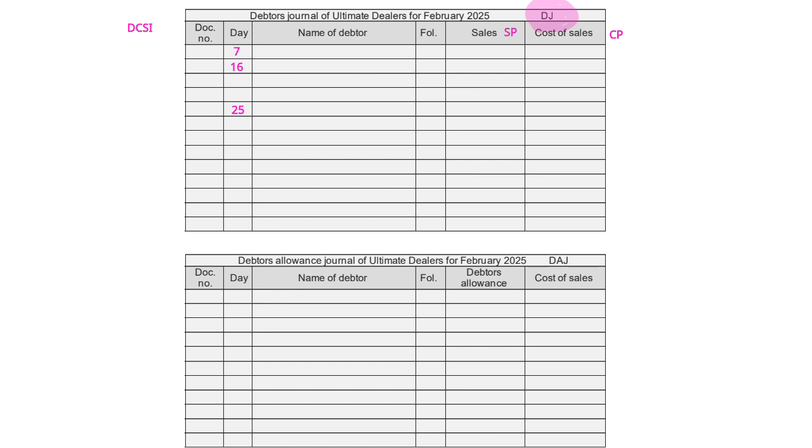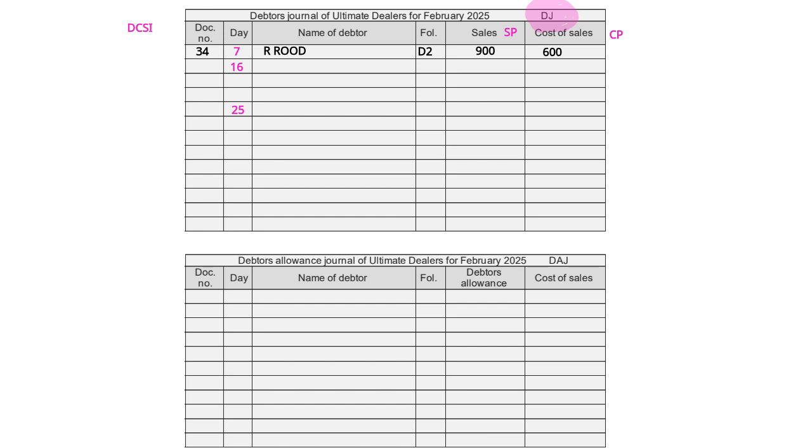So let's go read the transaction on the 7th. It says, sold goods on credit to R. Ruud for 900 Rand, invoice number 34. So we're going to start with our numbering system, number 34. The name of the debtor is Ruud, our debtor 2. In sales, we will have 900 Rand. And then remember cost of sales. We use our cost of sales formula, which was selling price times 100 over 150, and then we get 600.